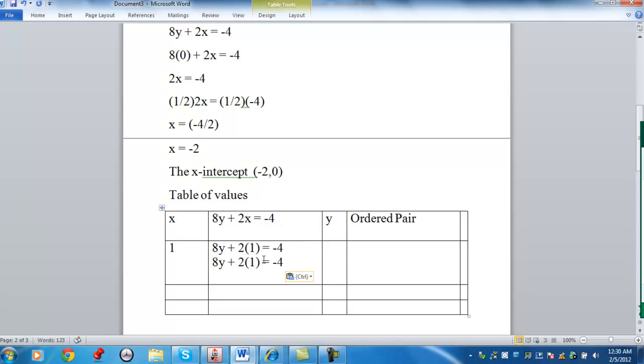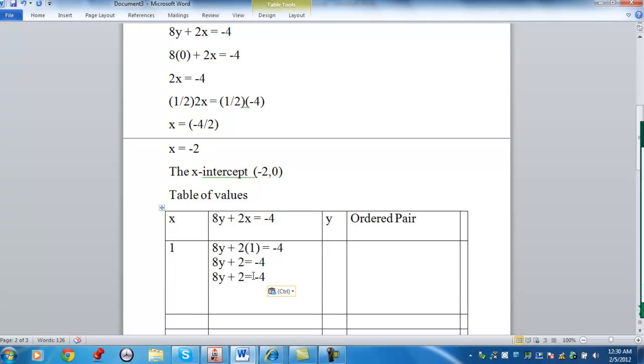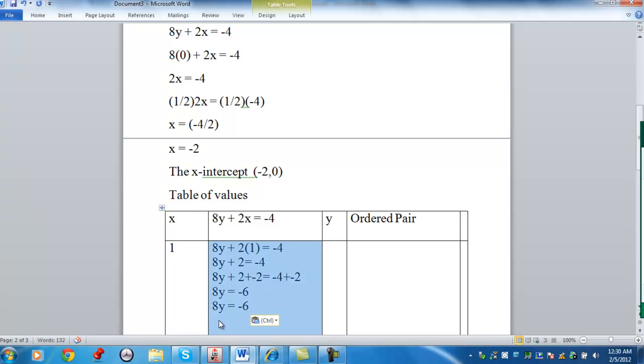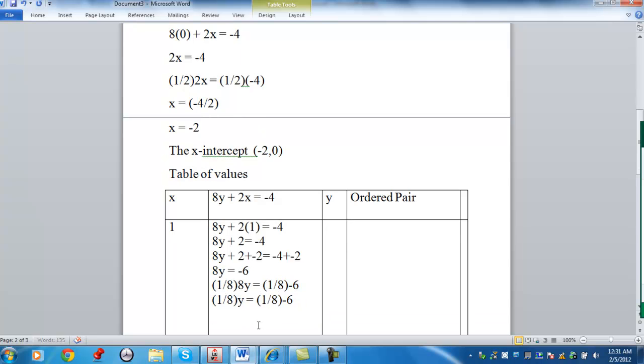So from here we can say, okay, 2 times 1 is going to give you 2. Solve for y. We're going to add -2 to both sides. And then when you do that, on the left-hand side, the 2's are going to cancel out. Right-hand side, -4 plus -2 is going to be -6. From there, I'm going to get rid of that 8, so I'm going to multiply both sides by 1/8. Again, when you do one side, you have to do the other. Multiply both sides by 1/8. And the 8's are going to cancel out. And you have negative 6/8.